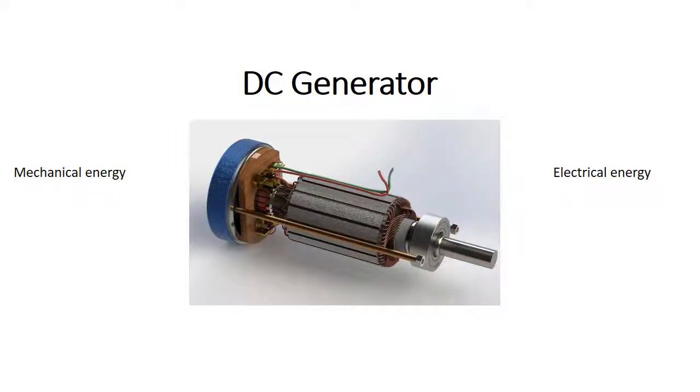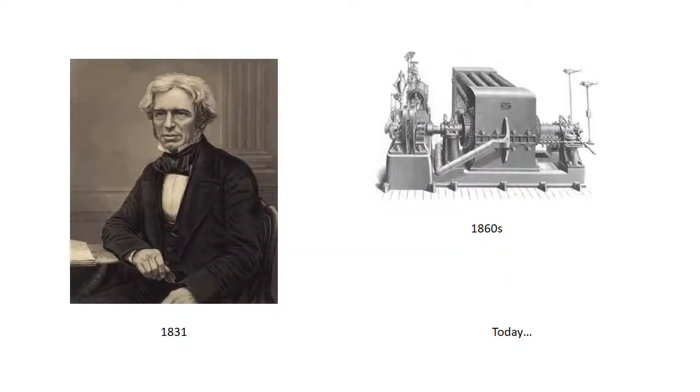Today, we're going to talk about direct current generators. A direct current generator converts mechanical energy into electrical energy. The operating principle of electromagnetic generators was discovered in the year 1831 by Michael Faraday, and the first direct current generator emerged in the 1860s. Till today, direct current generators are still being used.